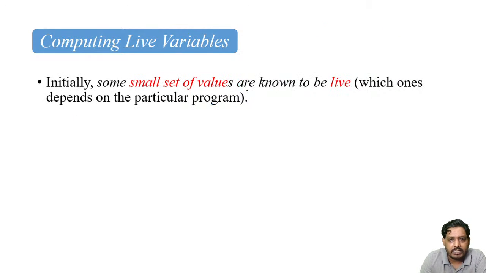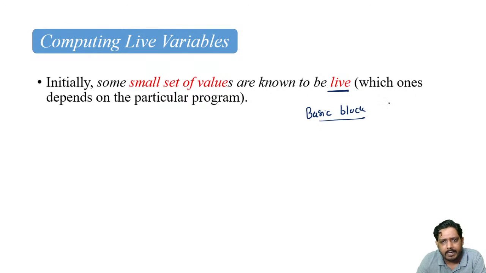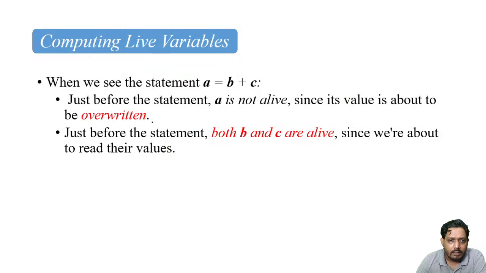Initially some small set of values will be known to be live, which depends on a particular program. Because we are doing this for some intermediate basic block, we assume that some variables are live there, and this is purely based on the statement which is given.